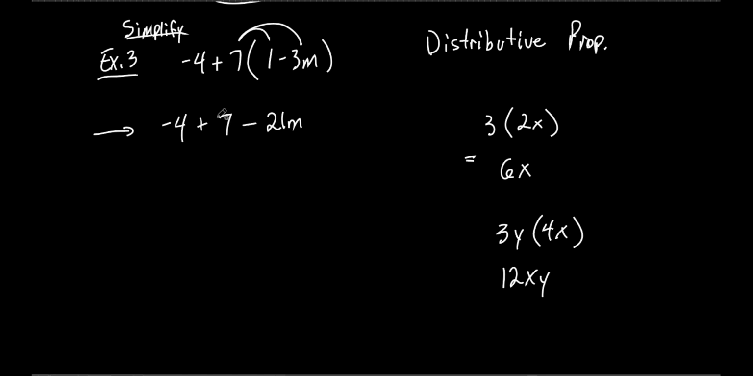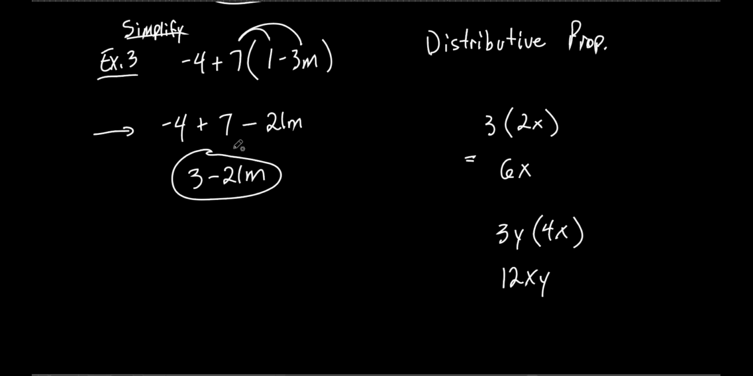So let's do this. What can we do? Any like terms here? Yeah, I got regular numbers. What's a regular number called? A constant, right? So I add those up. -4 plus 7 is 3 minus 21m. Now, can I subtract those together? No, I can't. Why not? Because they're not like terms. Exactly. Perfect. All right? You guys are getting the hang of this. And that's your answer. You just leave it like that.